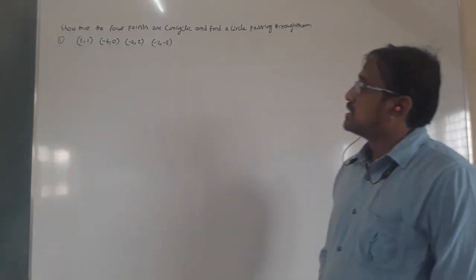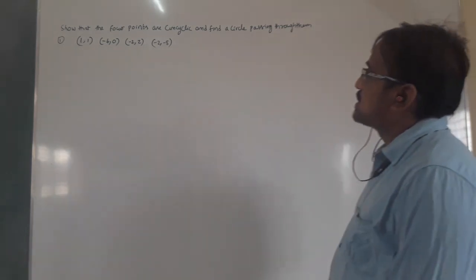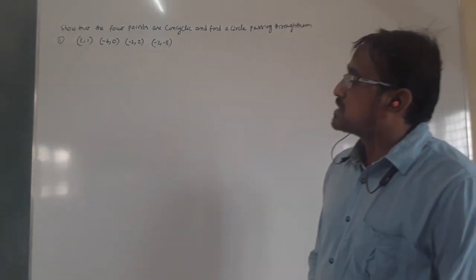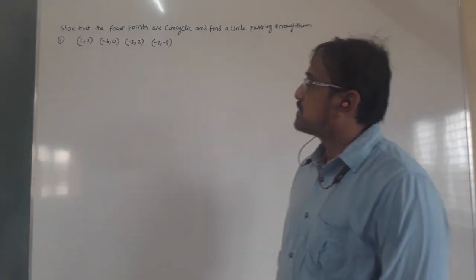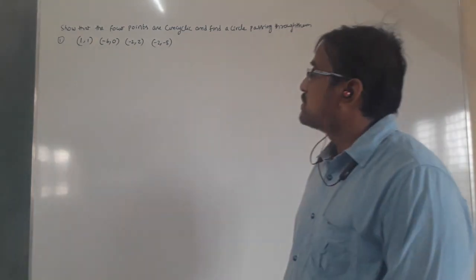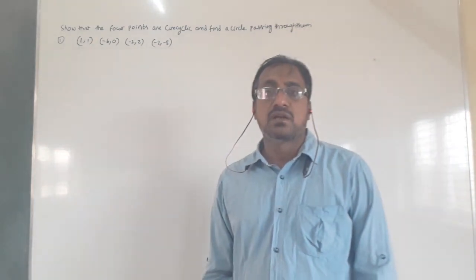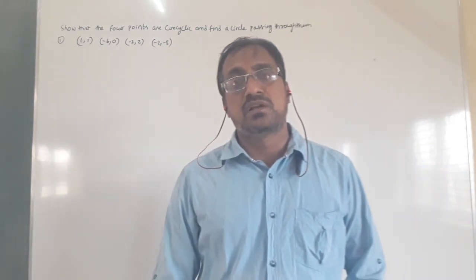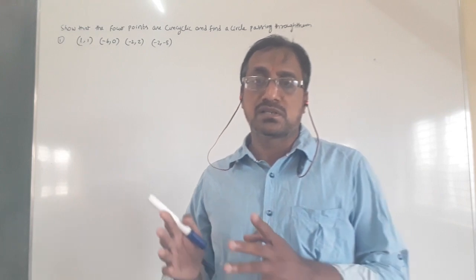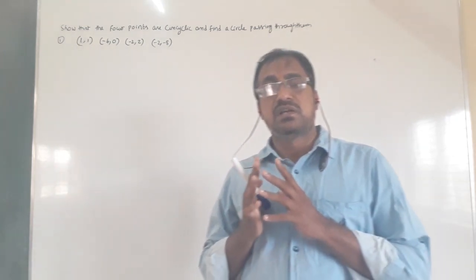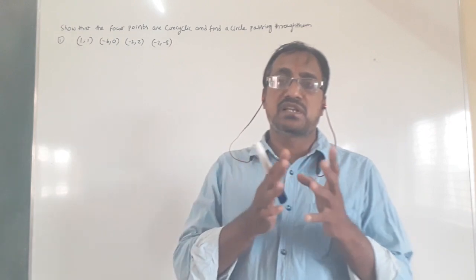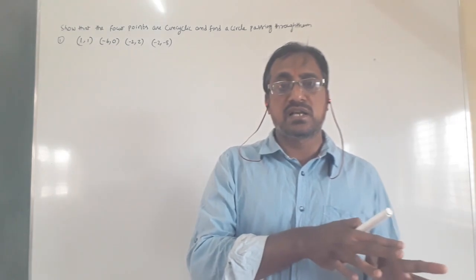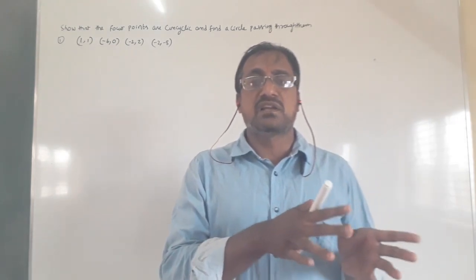So see this. Show that the 4 points are concyclic and find a circle passing through them. The given 4 points are (1, 1), (minus 6, 0), (minus 2, 2) and (minus 2, minus 8). To find the circle passing through 4 points, first you have to find a circle passing through the given 3 points. If the 4th point satisfies that circle, then the 4 points are concyclic and that will be the required circle.